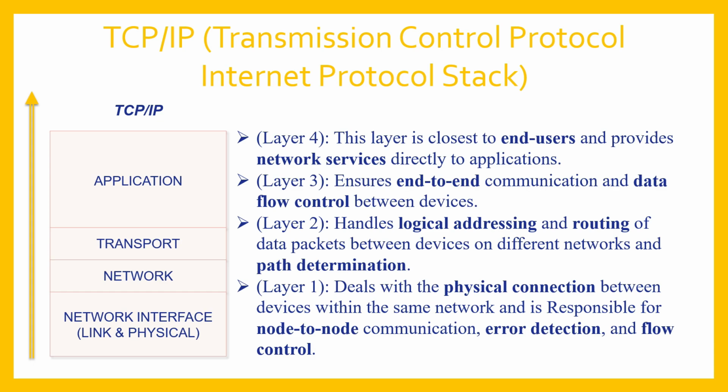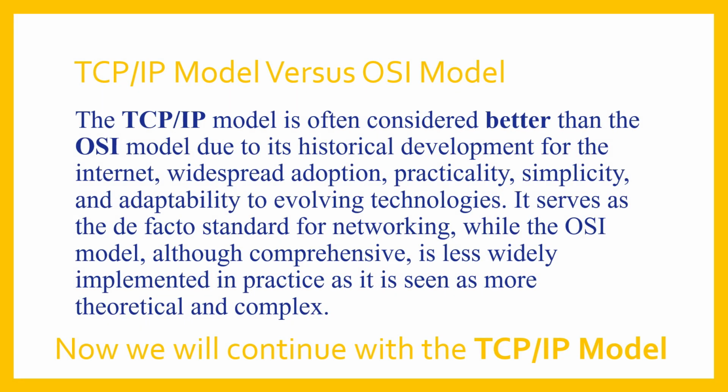Now let us talk about why TCP/IP model is better than OSI model. The TCP/IP model is often considered better than the OSI model due to its historical development for the internet, widespread adoption, practicality, simplicity, and adaptability to evolving technologies. It serves as a de facto standard for networking, while the OSI model, although comprehensive, is less widely implemented in practice as it seems more theoretical and complex. So because of this reason, we are going to continue with the TCP/IP model further in this course.